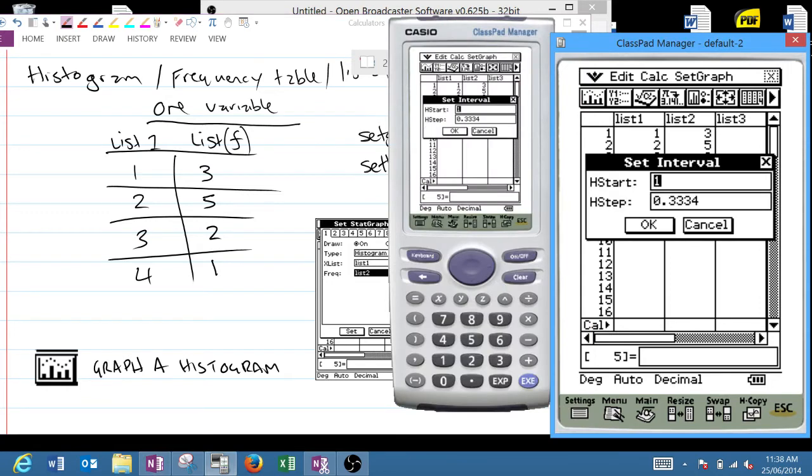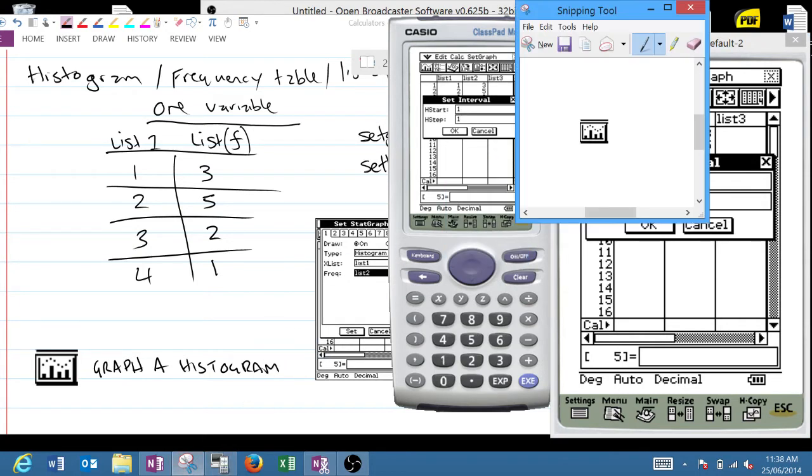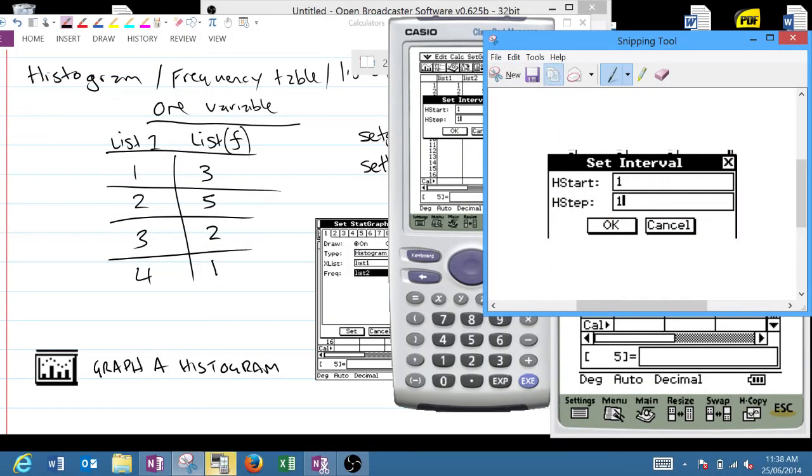It says H start and H step. What we want to say is, for H start, what number does it start at? So what number do our scores start at? 1. The H step says, what's the difference between the midpoints, or what's the difference between those scores? 1. And so you need to make sure that you write 1 there. And then click OK.